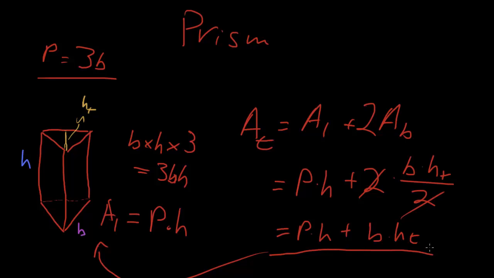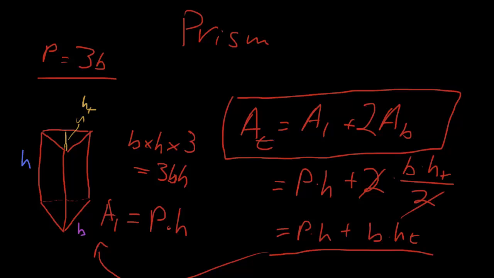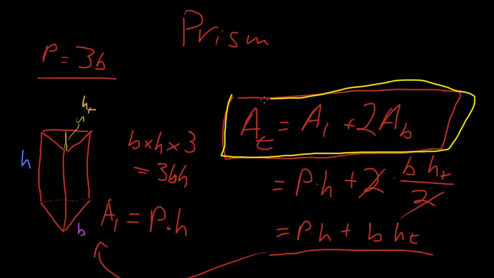If I had a square, it would be a different formula, but basically all prisms have this general formula. Let's use another color so you can focus. Prisms use this color. The area of the lateral faces plus 2 times the area of the base. And that's my total area.